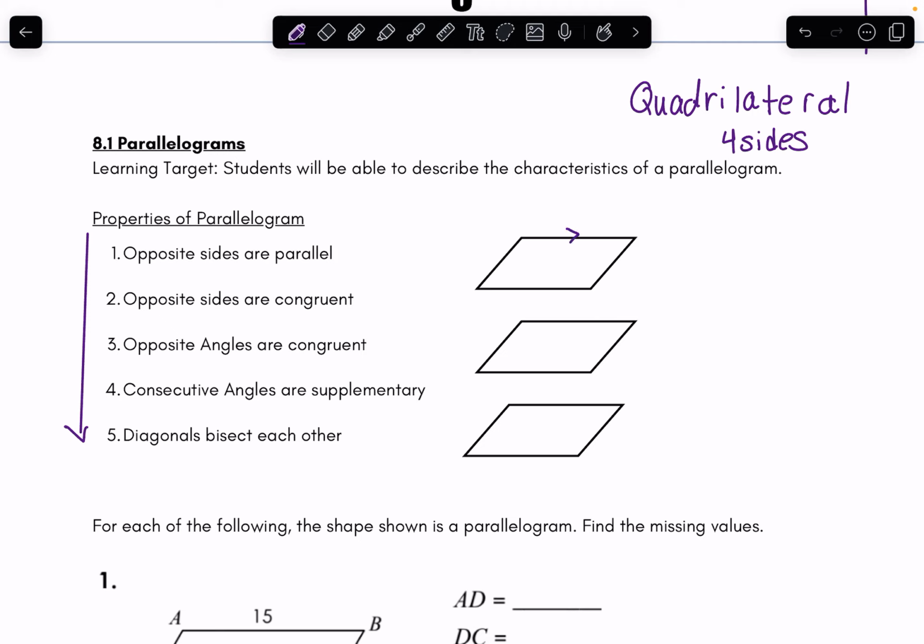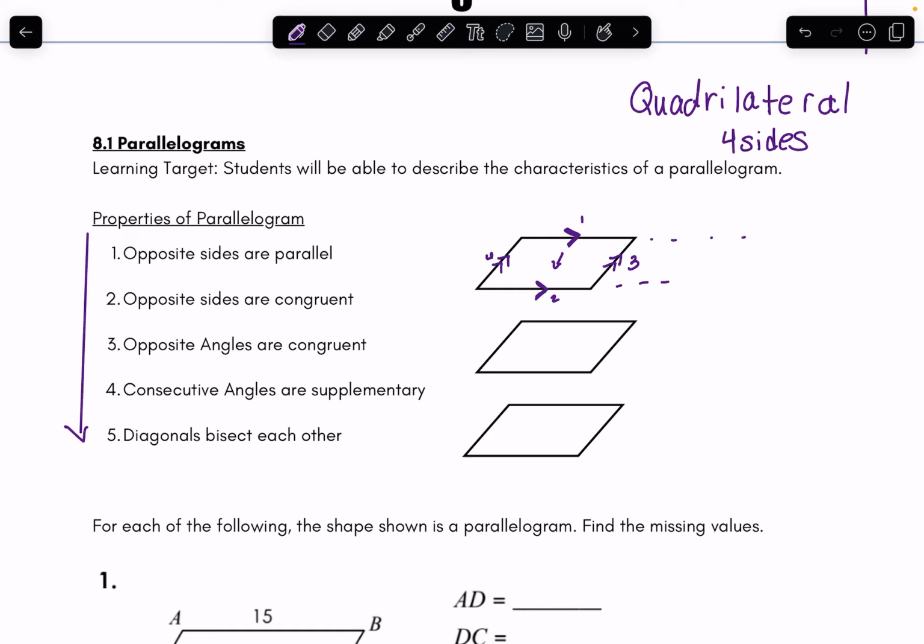So when I talk about opposite sides, right? If this side is side 1, its pair is the side that is directly across from it, side 2. If this is side 3, then that is side 4. So opposite sides have to be parallel, so if you extend these out forever, they would never touch.